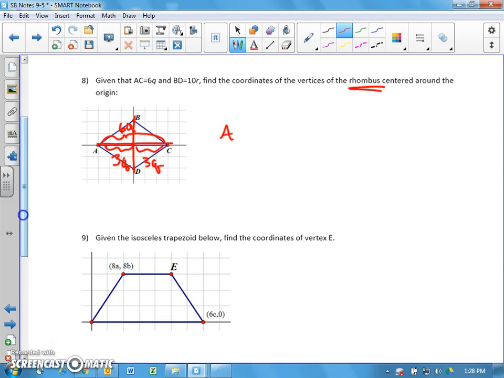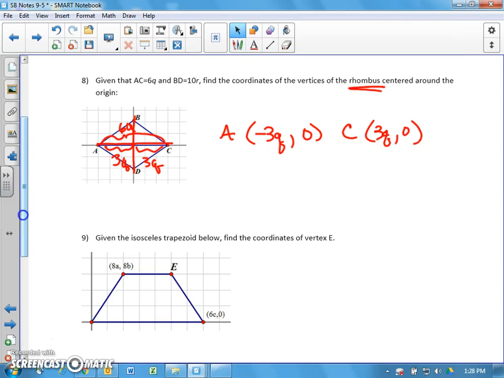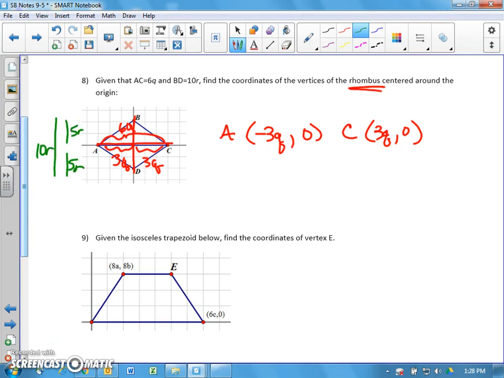So the coordinate of A would be negative 3q, 0. C would be 3q, 0. We can go through the same logic on BD. If this distance up and down is 10r, then each half would have to be 5r. So the coordinates of B would be 0, 5r, and D would be 0, negative 5r.